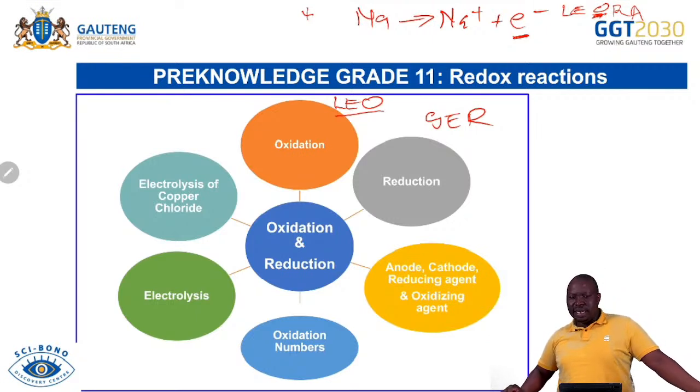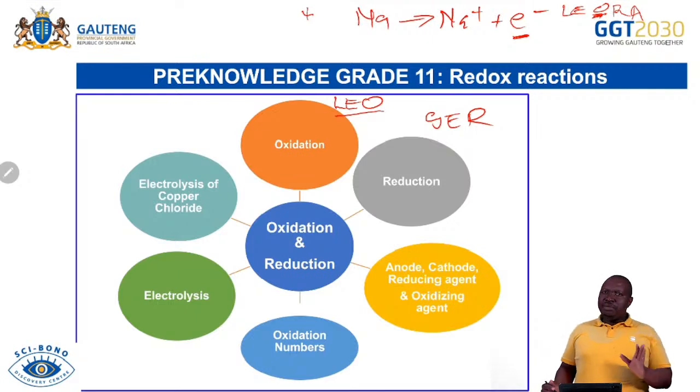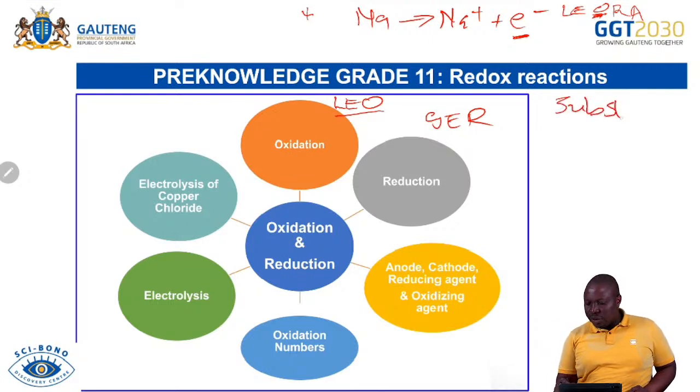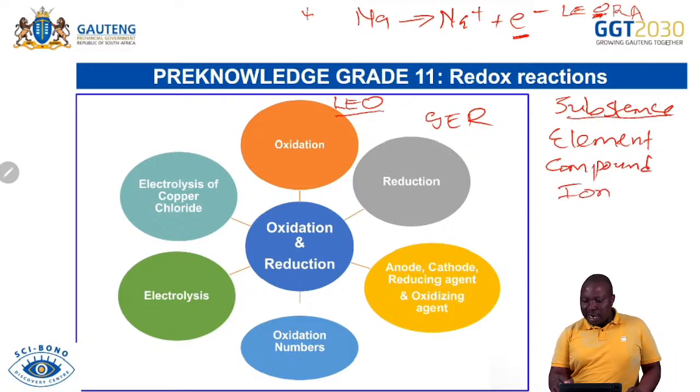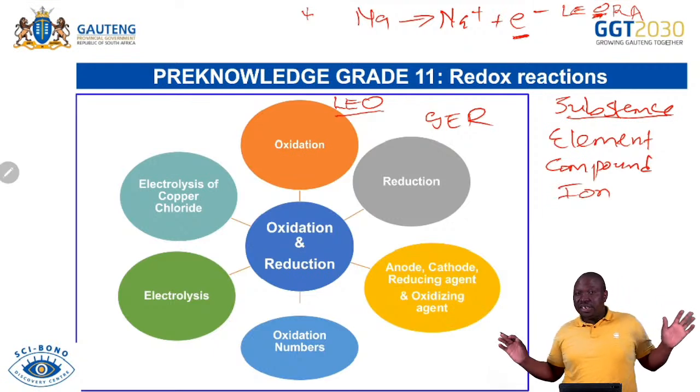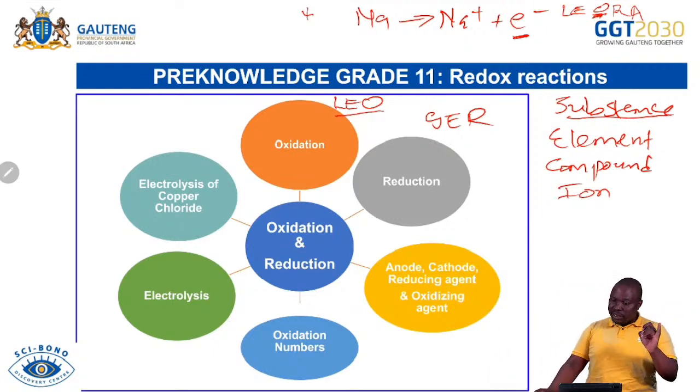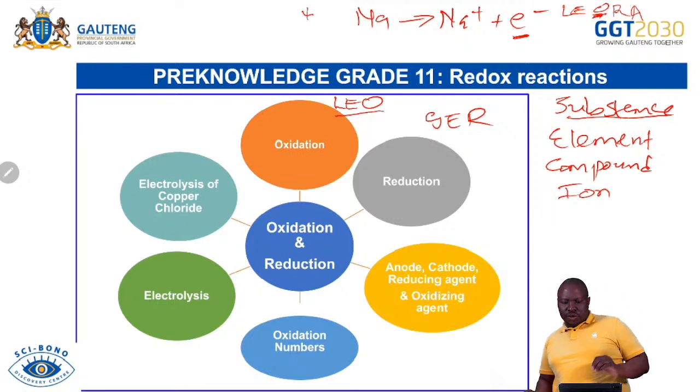We refer to them as substances. Most of the time, you will hear me talking about a substance. When I say substance, you must know that I'm referring to three things: an element, like sodium, a compound, and an ion. This section is all about these three things: an element, a compound, and an ion.